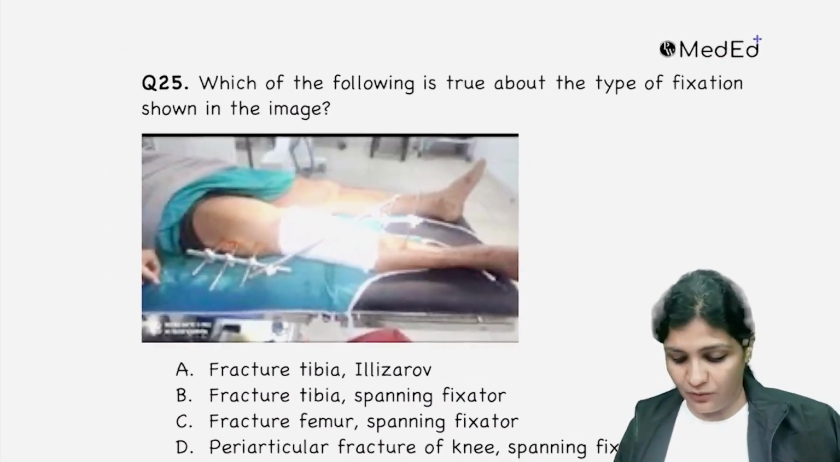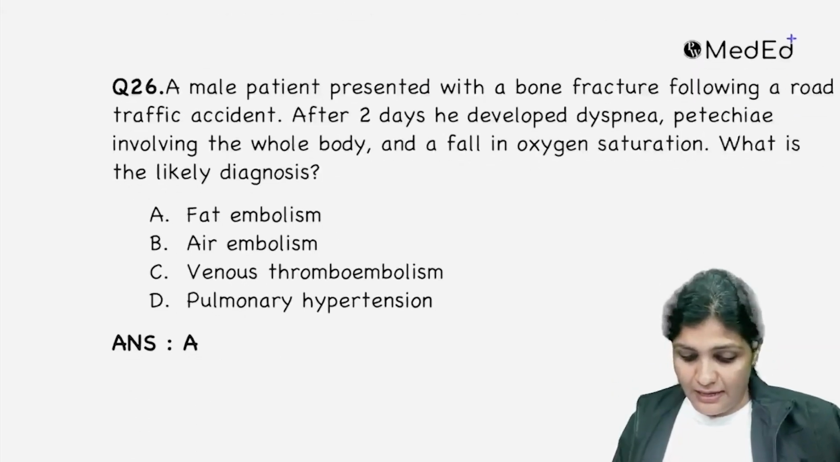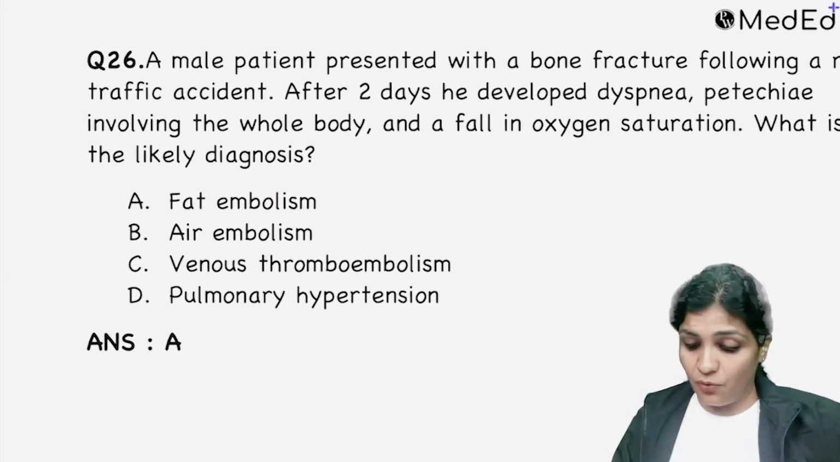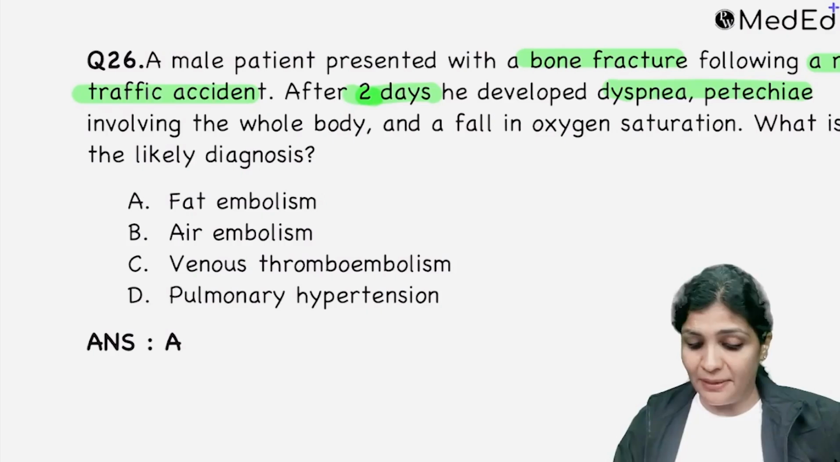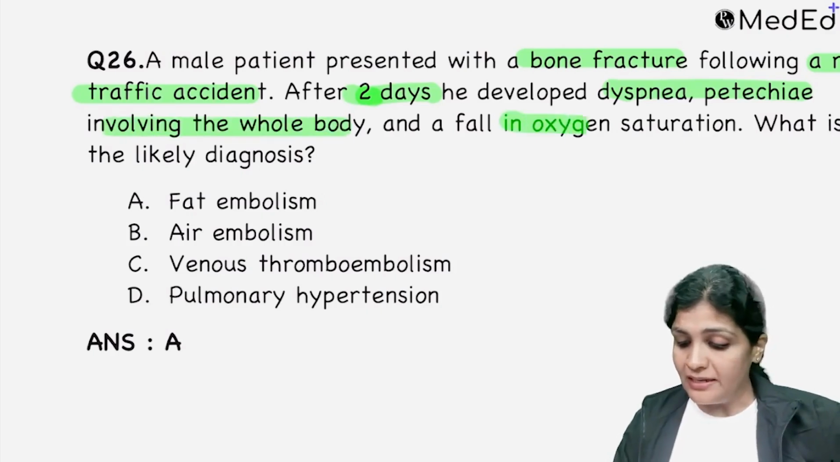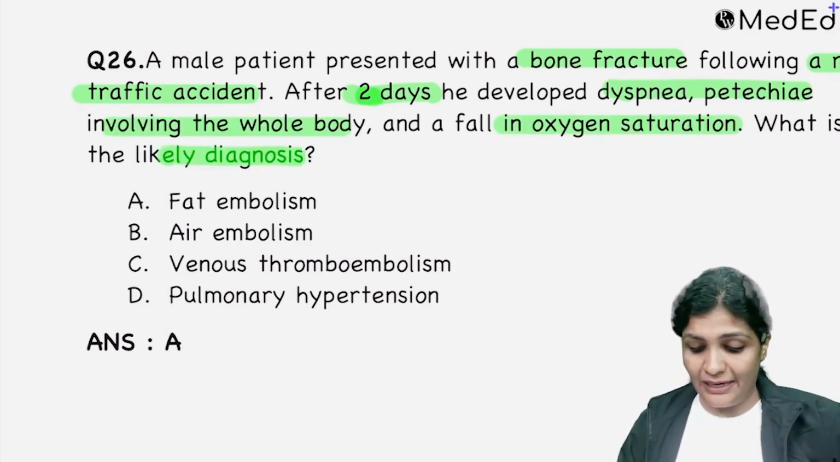We have already dealt with it. Very good. Yes. Now, the patient presented with bone fracture following a road traffic accident. So, there is a fracture of the bone following a road traffic accident. 2 days later he developed dyspnea, petechiae involving the whole body. There is a fall in oxygen saturation. What is the likely diagnosis?